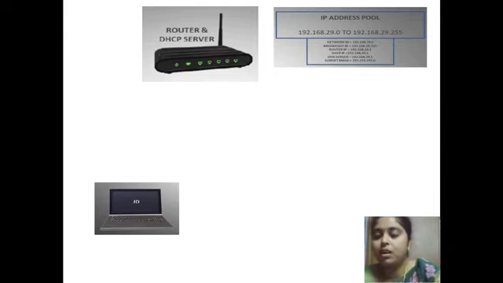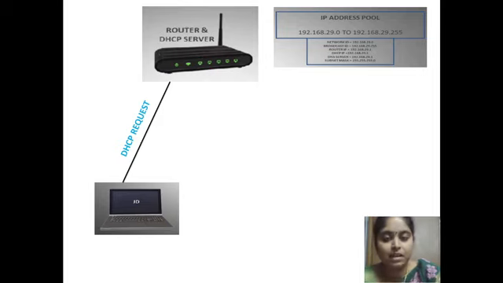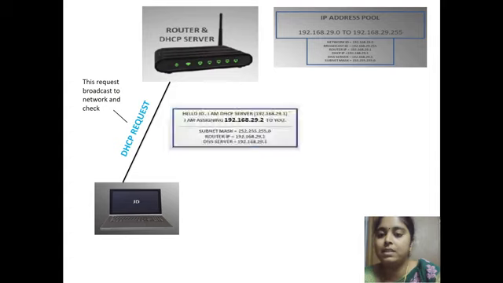First, I need to assign an IP address for my first device. The first device that connects sends a DHCP request to the router. First it sends the request, then the router assigns an IP address to that device.